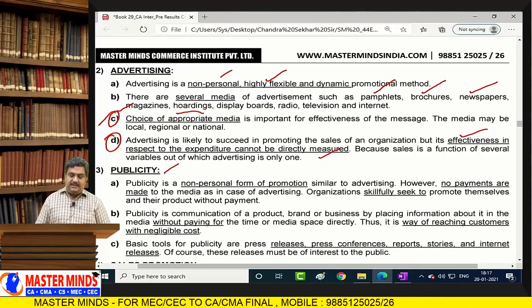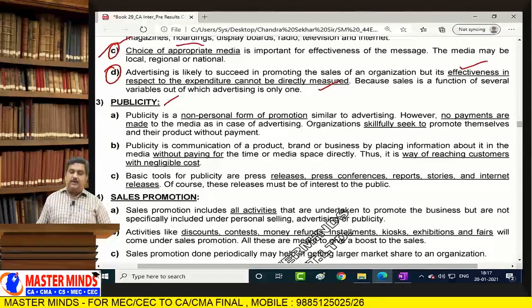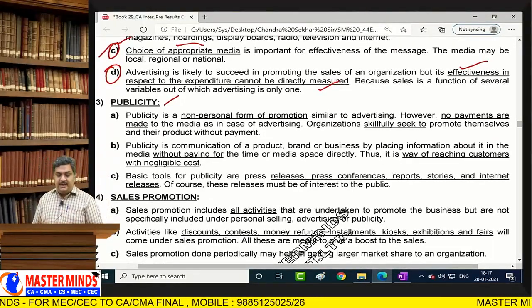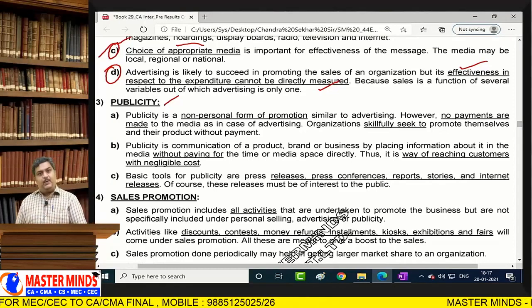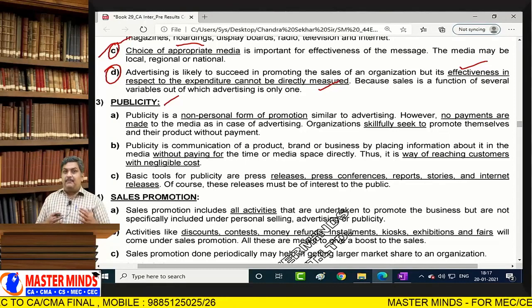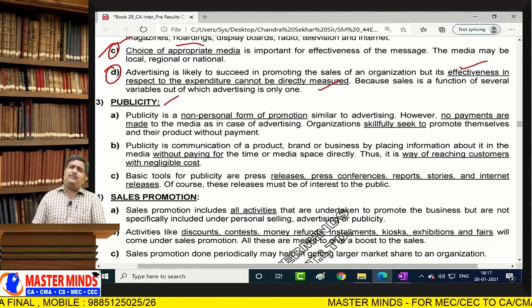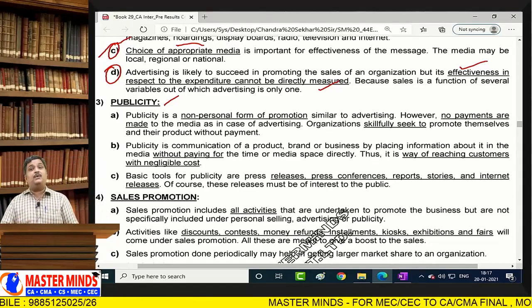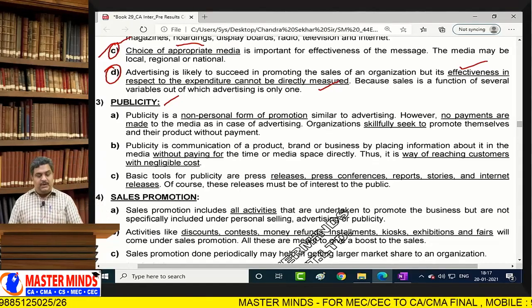And the next one is publicity. Again, publicity is also a non-personal form of promotion, where we use mass media or advertisements in a cheaper way. Okay, it is similar to advertising. Publicity is similar to advertising, but no payments are made. Now, sir, without paying anything, how can we get advertisement? How can we advertise our products? Yes, you can do that.